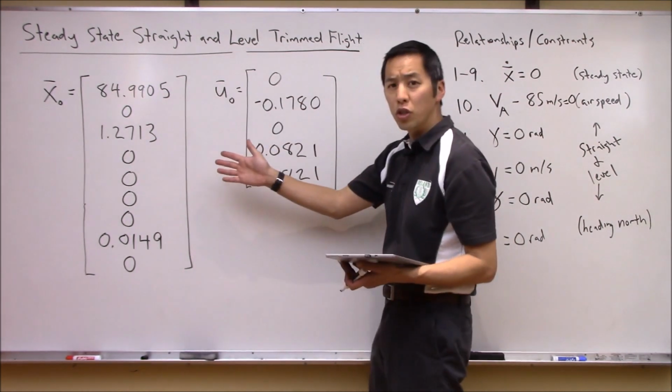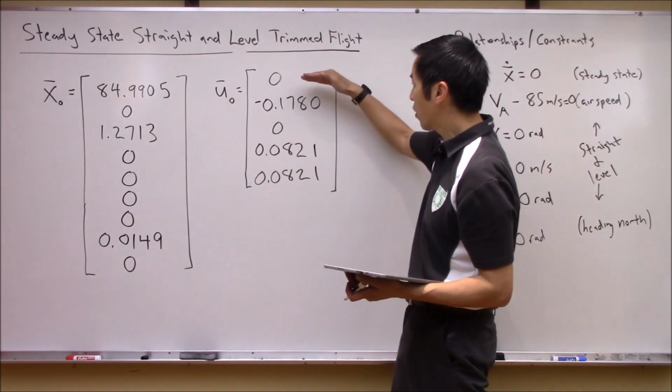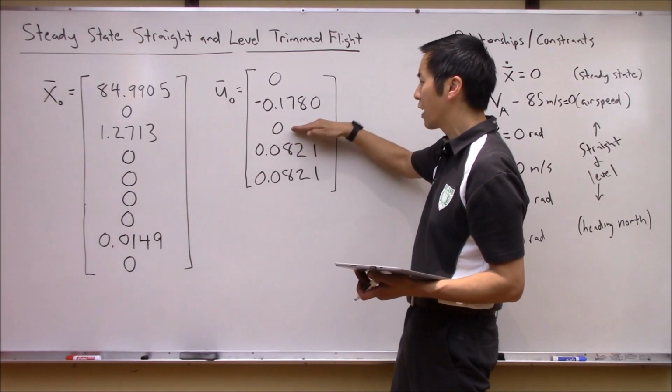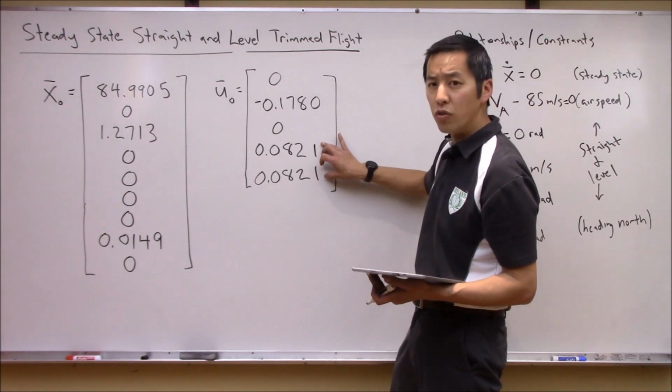Now that we have a solution, we can kind of understand this. So again, a lot of this makes good physical sense, right? We saw that there's no aileron and no rudder, for example, here, and the engines are matched. They have the same throttle setting in order to get a straight and level flight.